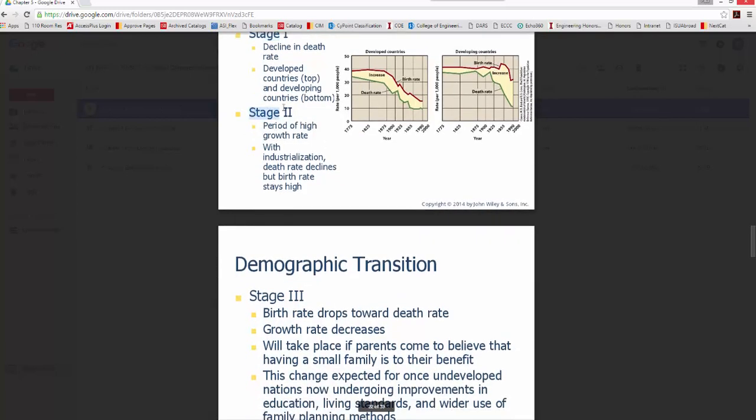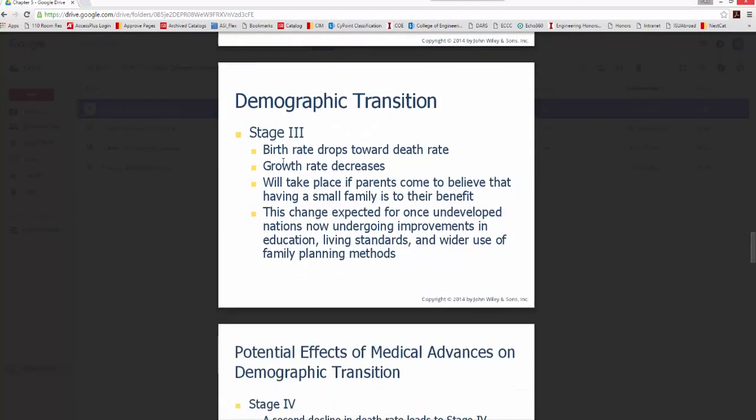Stage 2 of this demographic transition is a period of high growth rate. In other words, the gap between birth rate and death rate begins to increase rapidly. And again, I'll show you that here in just a moment. Part of this has to do with industrialization. Death rate declines, birth rate stays high.